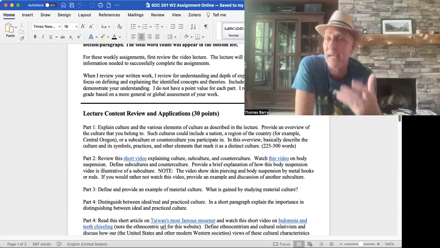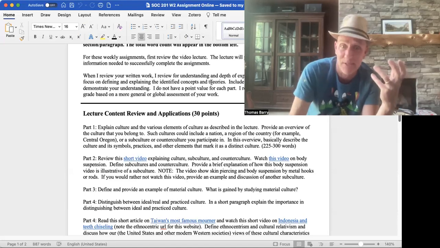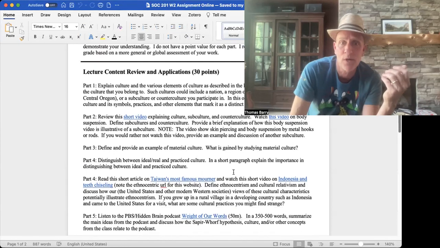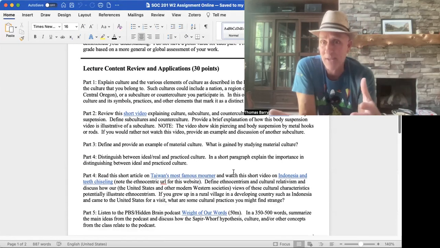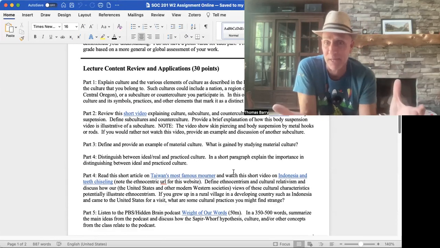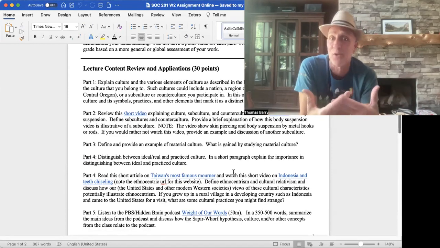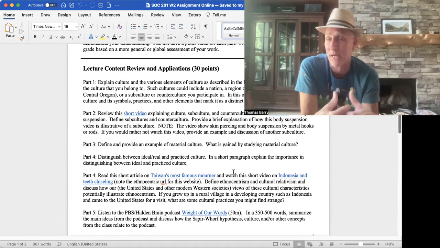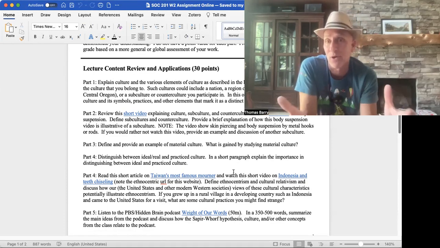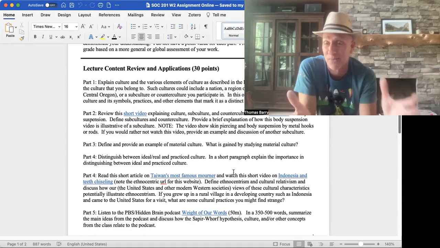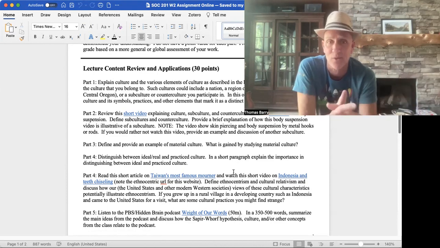Number 3 is provide an example of material culture. And then what is gained? What's the value in understanding material culture? Number 4, what's ideal culture? What's practice culture? Define, explain both of those, explain the importance and the value of understanding ideal culture and practice culture. What's the overall goal in doing that? And what are some of the techniques or approaches of looking at ideal and practice culture?